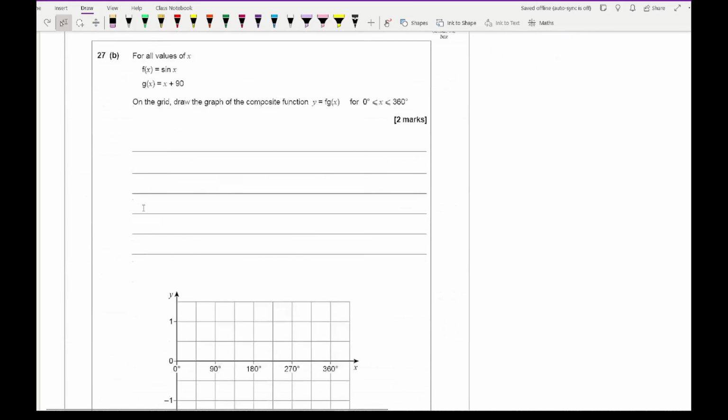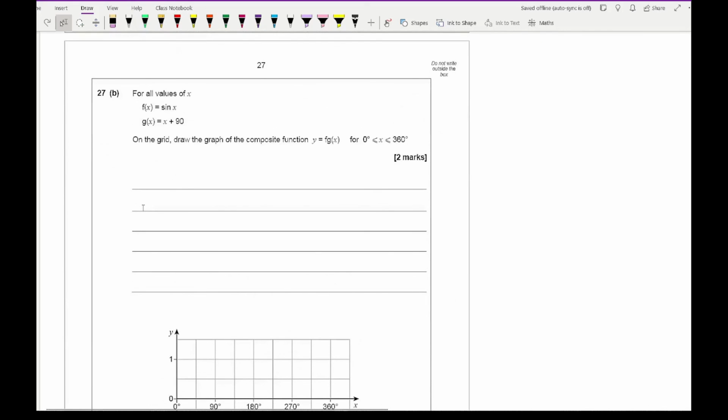Then with 27b, it says for all values of x, f of x equals sine x and g of x equals x plus 90. On the grid below, draw the graph of the composite function fg of x between the values of 0 and 360 for x. So for this, what we're going to end up with is fg of x equals sine of x plus 90.